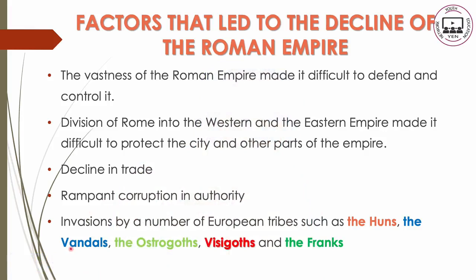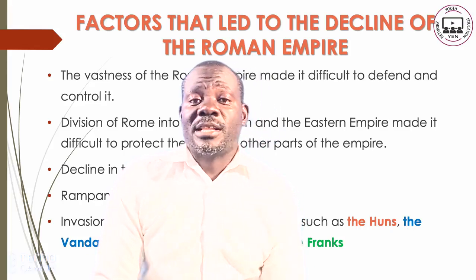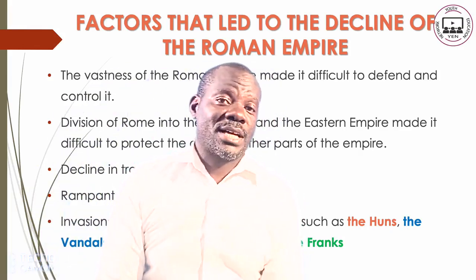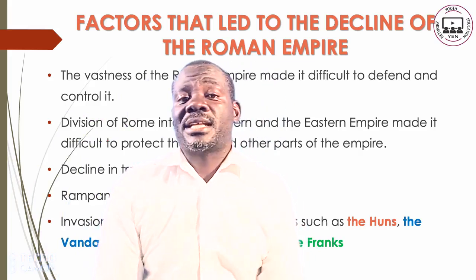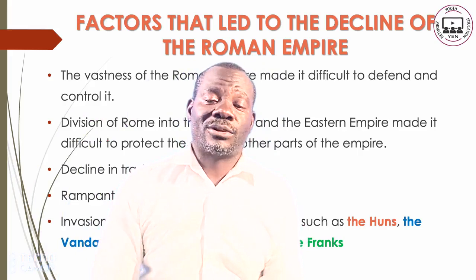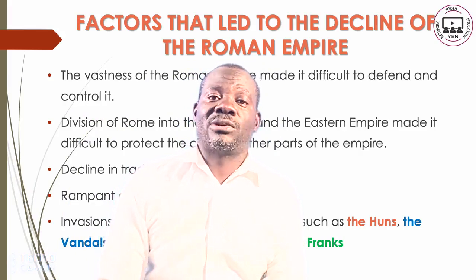Another factor for the decline was invasion by a number of European tribes, such as the Huns, the Vandals, the Ostrogoths, the Visigoths, and the Franks. These are European tribes that also attacked Rome. As a result, Rome declined. So we have looked at these factors that led to the decline of the Roman civilization or the Roman Empire.